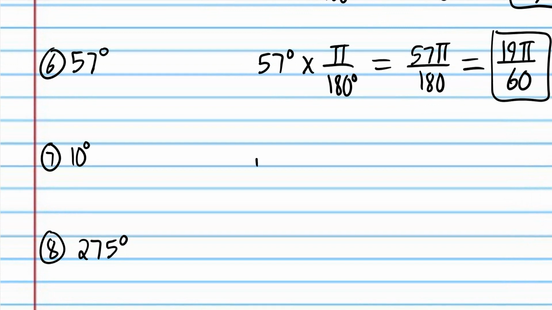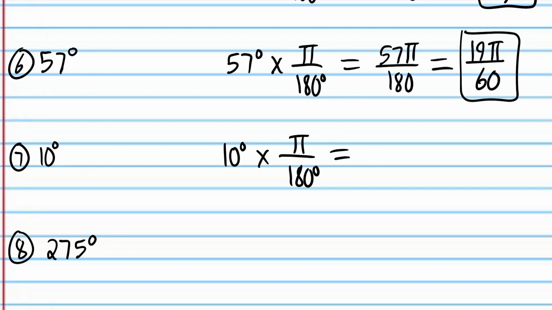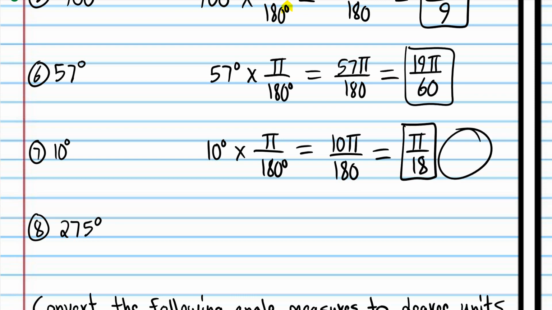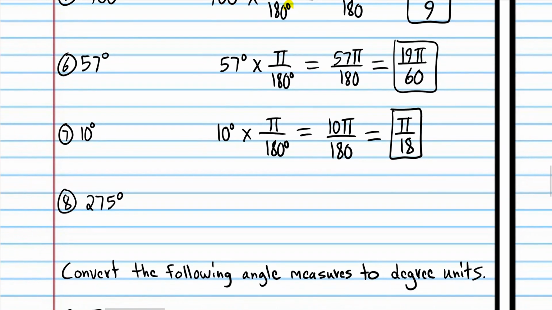All right, we're back. So I'm going to rewrite the degree measure and multiply by the conversion factor. And we get 10 pi over 180, which reduces to pi over 18 radians. And again, you don't have to write radians. So if you got that right, good. Try number 8, and when you come back, we'll do it together.